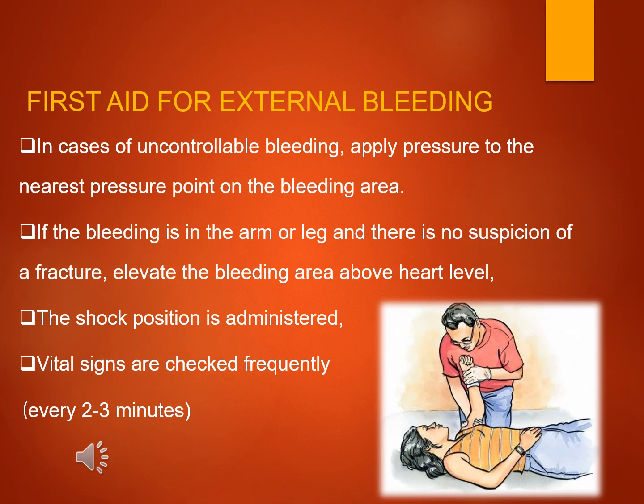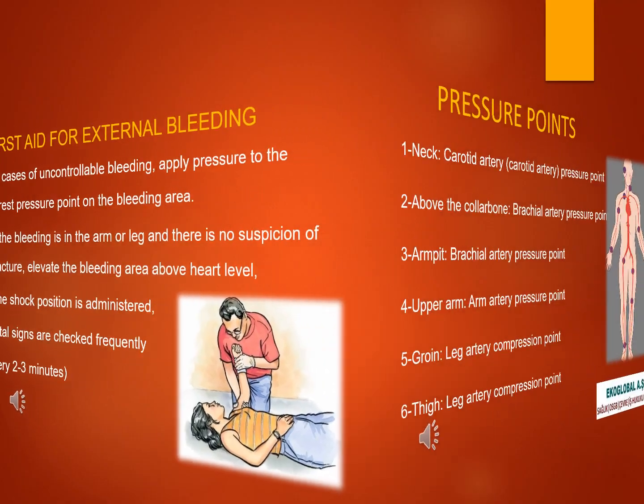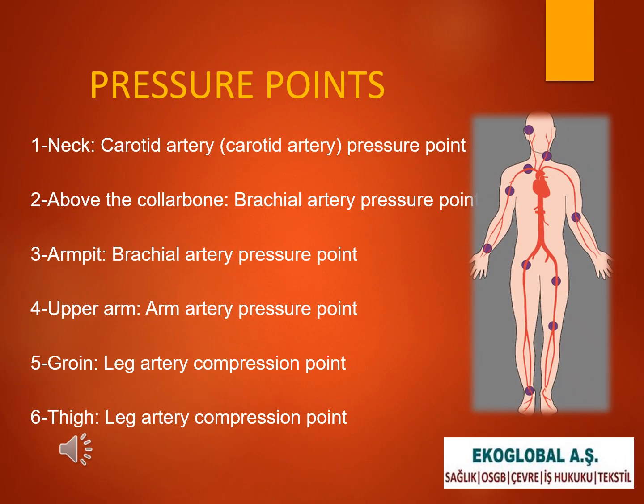For uncontrollable bleeding, compress the nearest pressure point. If on an arm or leg and no fracture is suspected, elevate above heart level. Give shock position and check vital signs every 2 to 3 minutes. Pressure points include carotid in the neck, brachial above the collarbone and in the armpit, arm artery in the upper arm, and leg artery in the groin and thigh.